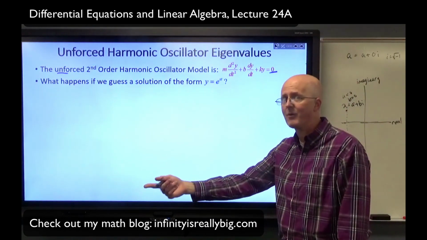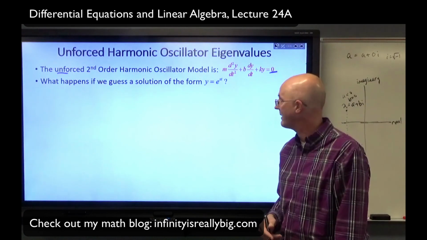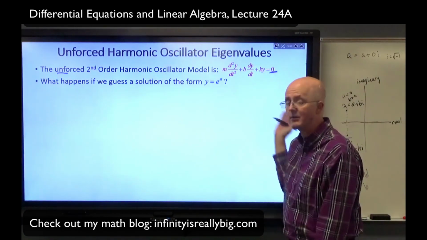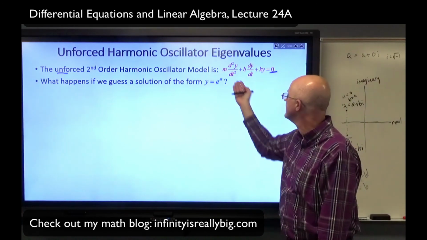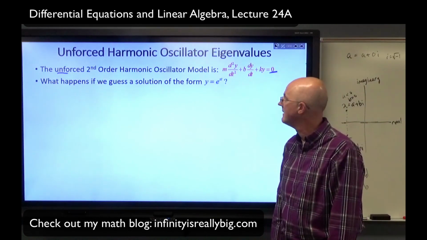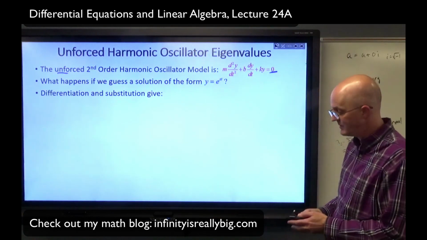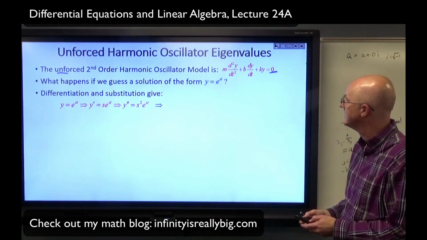Just as we saw for spiral sinks and spiral sources in the last lecture. Except that was a vector case. Here we're talking about a scalar equation, second order, because it involves a second derivative. Well, does this kind of guess work? What happens when you differentiate and substitute?